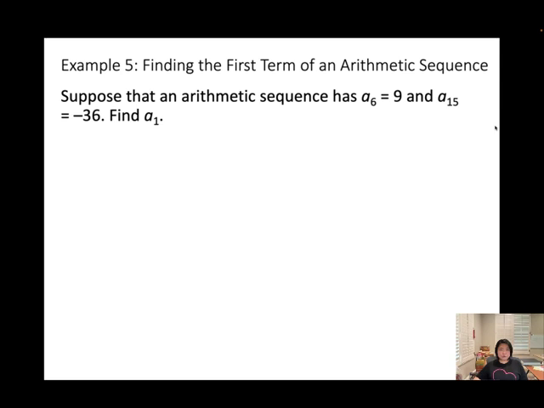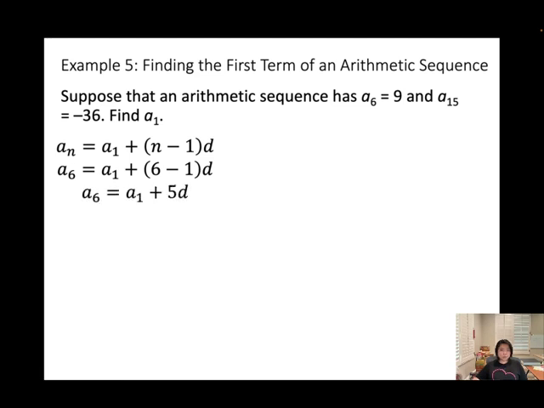Okay, example 5. Suppose that an arithmetic sequence has A6 equal to 9 and A15 equal to -36. Find A1. Okay, we want to know what is the first term. So write down the general formula. We do have these two pieces of information. First, plug in n equal to 6 here. Simplify it. We know A6 is equal to 9, so we have a first equation: A1 plus 5d equal to 9.